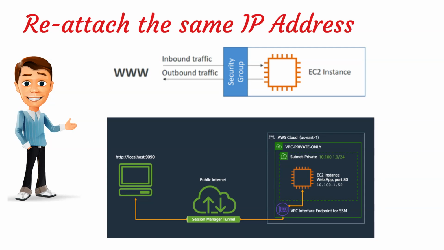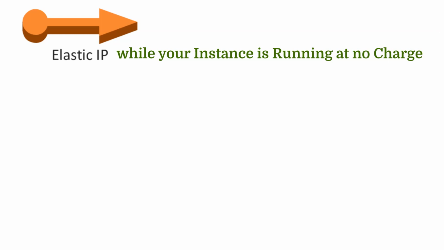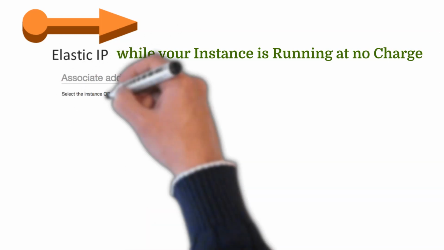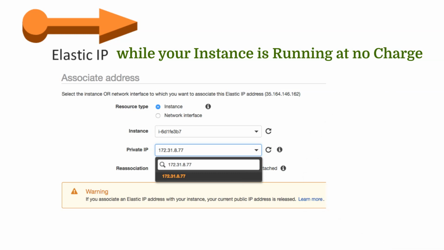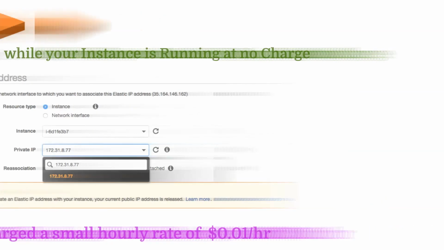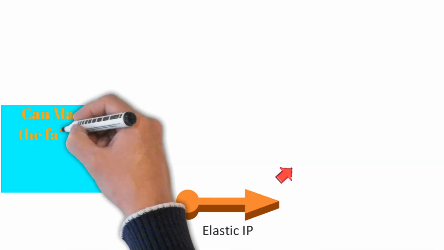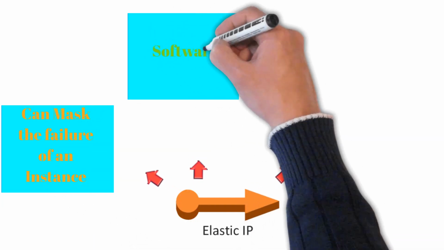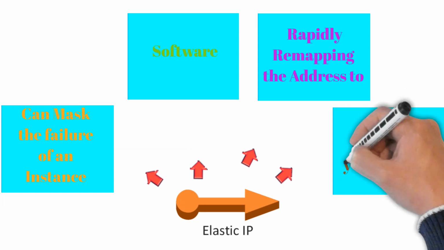losing the IP address. When it comes to pricing, you can use one elastic IP address while your instance is running at no charge. But if you have additional elastic IP addresses associated with the instance, or have an EIP reserved and do not use it, you will be charged a small hourly rate of $0.01 per hour. With an elastic IP address, you can mask the failure of an instance or software by rapidly remapping the address to another instance in your account.